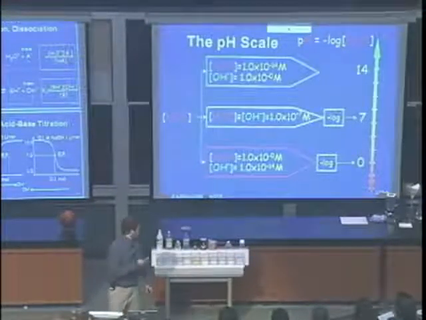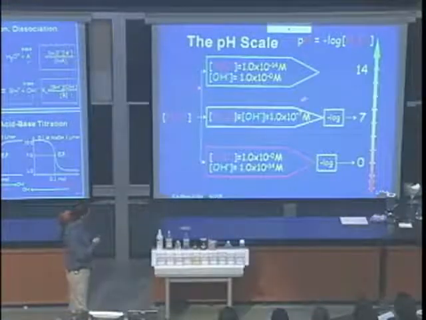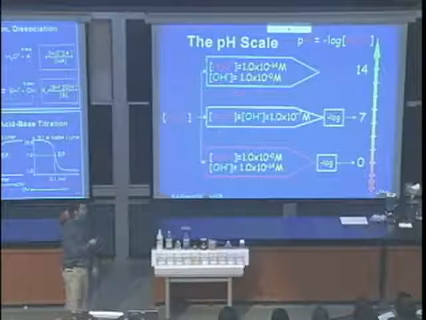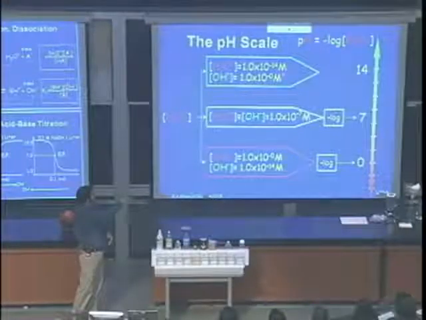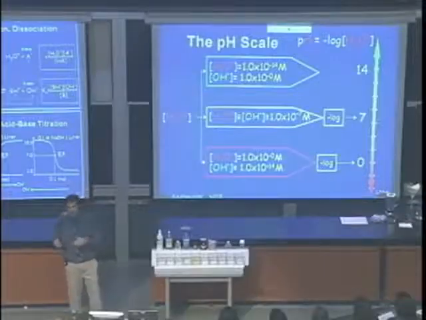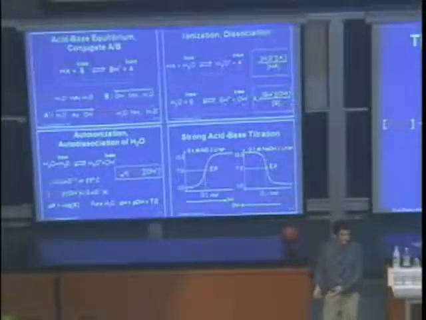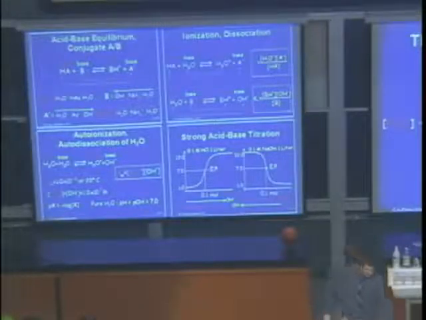If we have 1 molar OH minus, right, my concentration of H3O plus is 1 times 10 to the minus 14 molar. And so the logarithm of 1 times 10 to the minus 14 is negative 14, times negative 1 gives me 14. So my pH is 14.